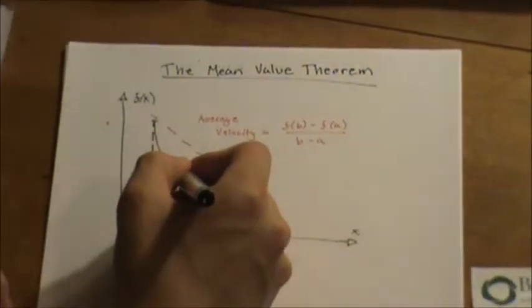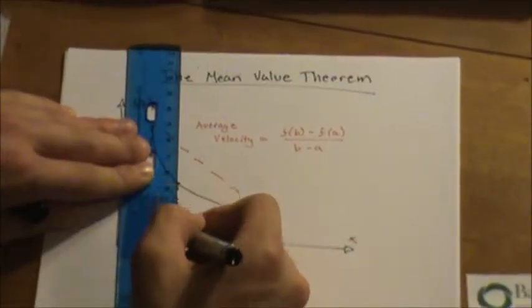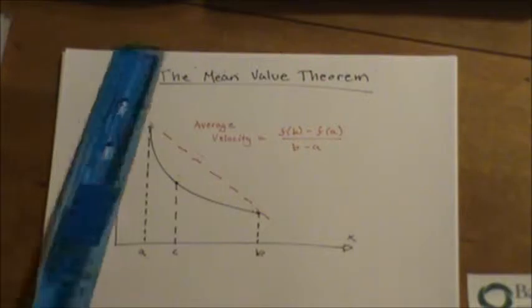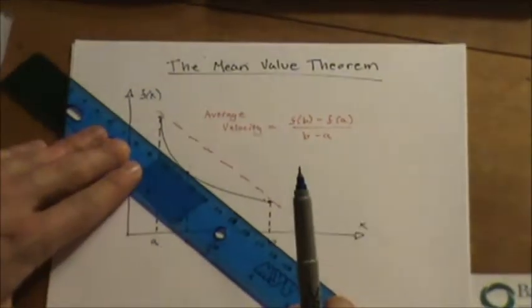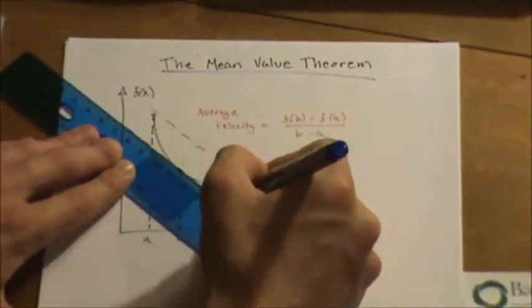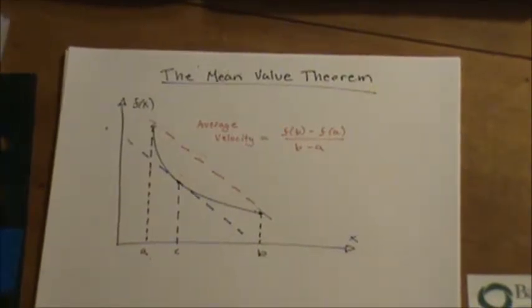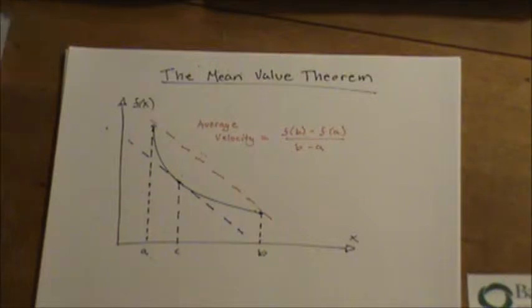As we plot the point C, C is the one point where the tangent line touches our graph. This tangent line is parallel to the secant line. Therefore, the slope of our average velocity, our secant line, is equal to the slope of the instantaneous velocity, our tangent line.